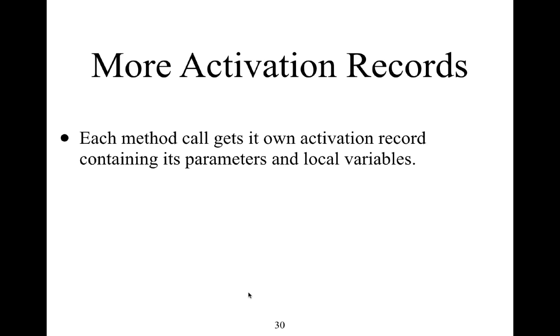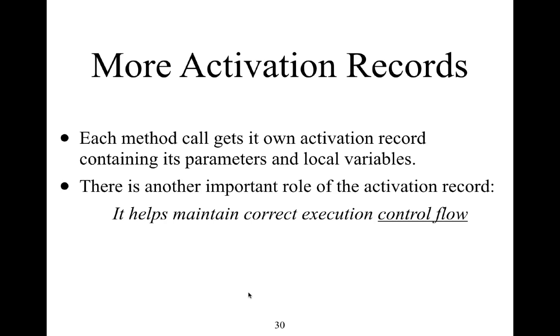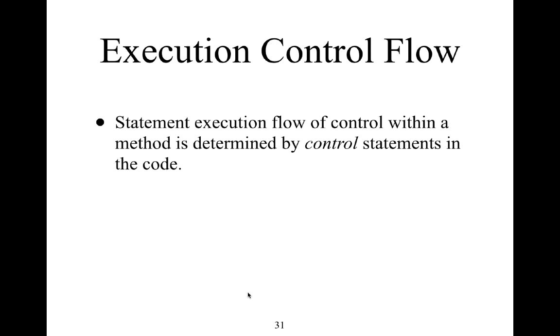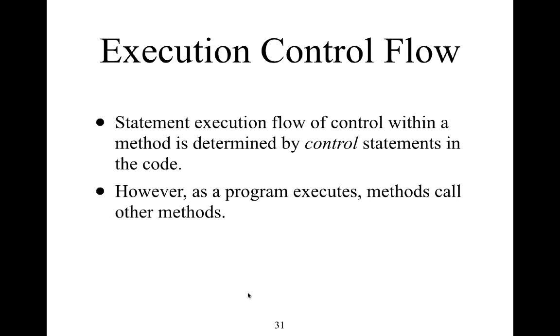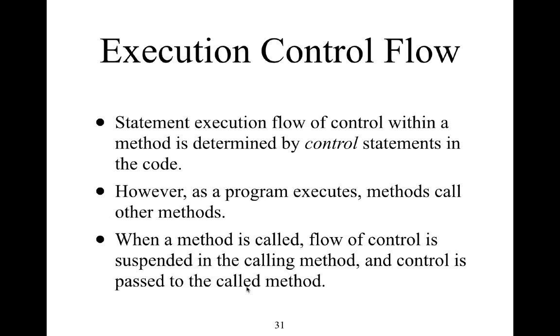So each method call gets its own activation record containing parameters and local variables, and it helps to maintain the correct execution control flow. Statement execution flow of control we think of as while loops and if statements, but method calls also affect the control flow of the execution. And that's what the activation records contribute there.